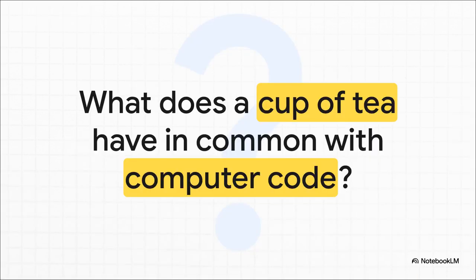So let's start with a question that sounds kind of like a riddle, right? What on earth does making a cup of tea have to do with writing lines of code? The connection, believe it or not, is beautifully simple. Both of them, at their core, depend on a clear step-by-step plan to turn some kind of raw material, whether it's tea leaves or raw data, into a finished product.